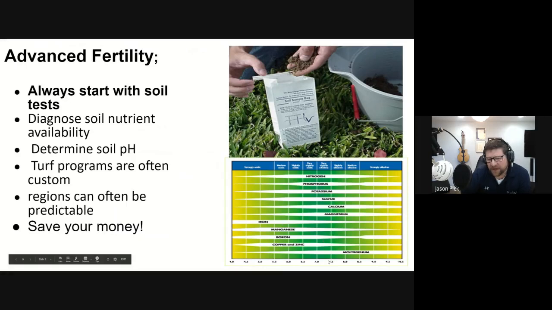This pH chart, so here we go. If you take a soil test every year, and I would encourage you to do soil tests on your greens every year, they are your bread and butter. They can tell the tale in terms of what's really going on.